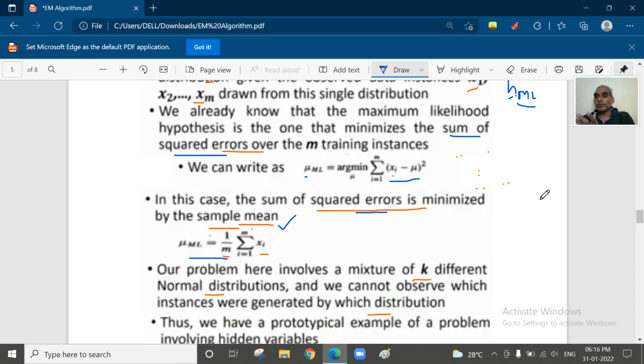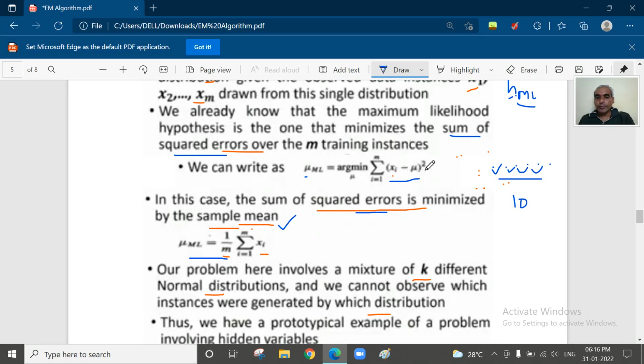Sample mean means an average. If you have 10 data points, how do you calculate the sample mean? Add all these 10 values and divide by 10, the average, right? That is what we are doing. Sum all these and divide by m, which is called the sample mean.